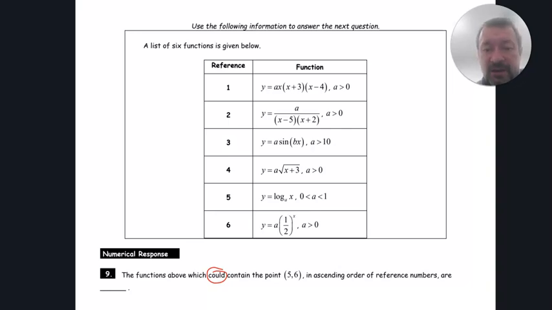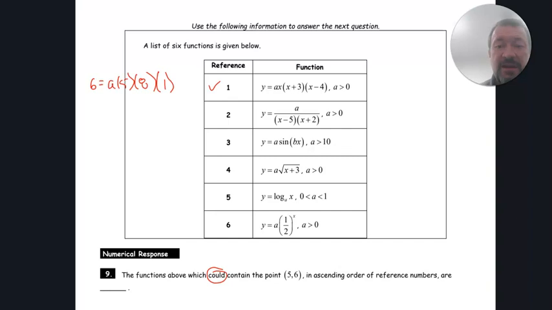And you'll see in every case here there's another variable in there, typically a, although there's a b in the third one there. But there's an a in most of them, and in almost every case the a acts like a vertical stretch. So let's just take a look at the first one here. If we plug the point (5, 6) in, so 6 is equal to a times 5 times, well, 5 plus 3 is 8, and 5 minus 4 is 1. Is it possible that there's a value of a greater than 0 such that that would be true? And the answer is yeah, it's quite possible.